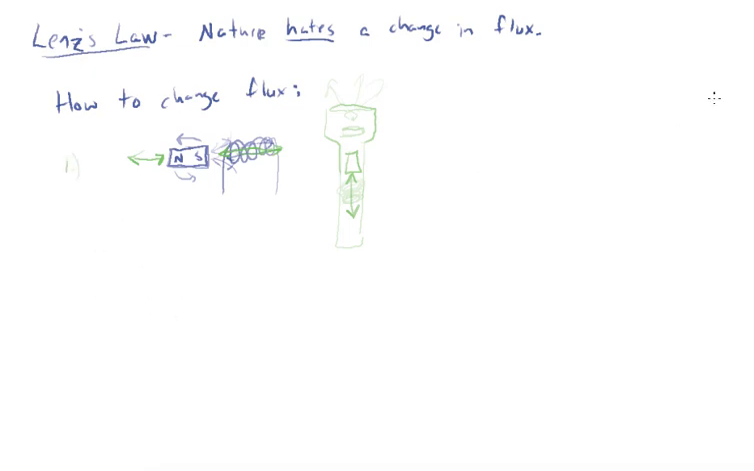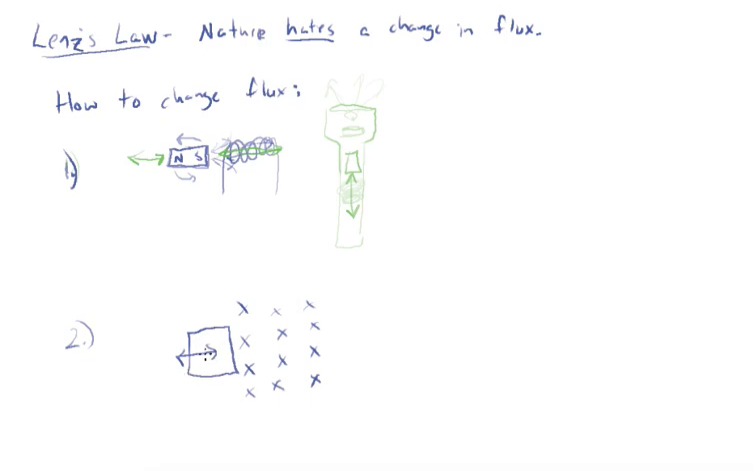Way number two would be to move the loop. So we could have a big magnetic field, say pointed into the screen here, and we could take a loop like this and move it into or move it out of that magnetic field. Push it in or pull it out.